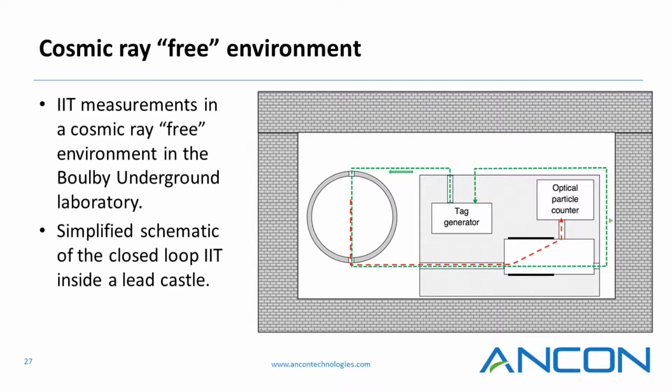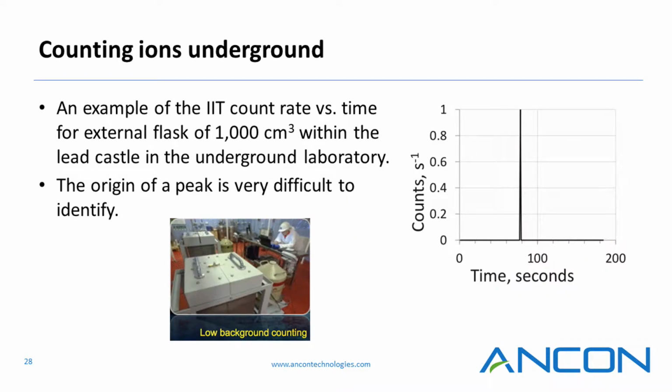This simplified schematic shows the closed-loop IIT inside a lead castle. An example of the IIT count rate versus time for external flask of 1000 cubic centimeters within the lead castle in the underground laboratory is shown here. The origin of a peak is very difficult to identify, and it is unlikely that it is caused by traces of radon gas or cosmic gas due to the site controls.